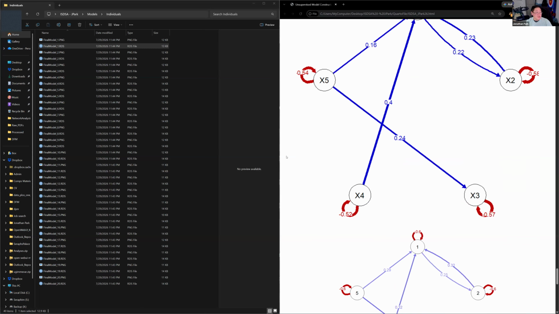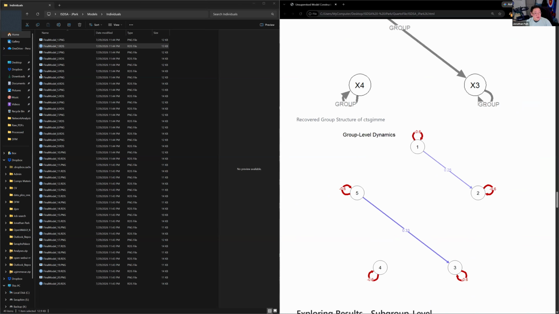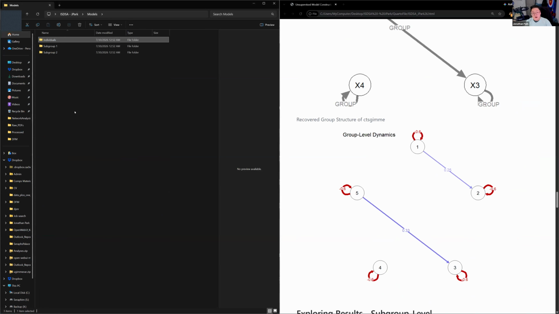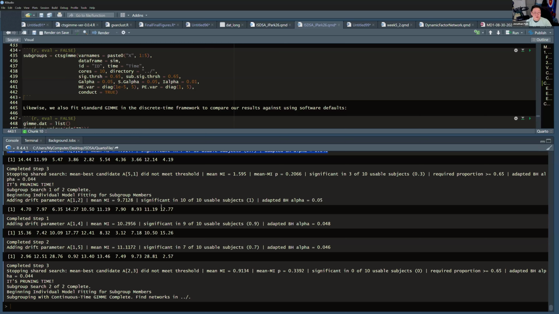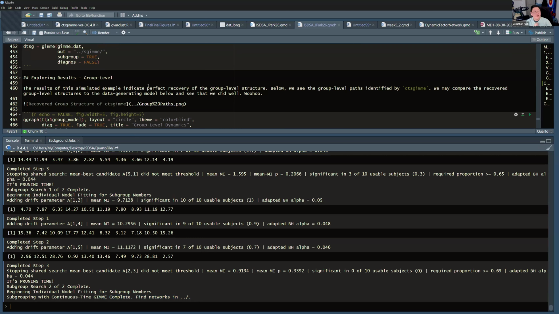And so this is at least the output for continuous time GIMME. This is how you would run it. Our output basically shows in R once things are done. It'll tell you where you can find the networks. So in this case, we saved it to this root directory, and then you can find it there.